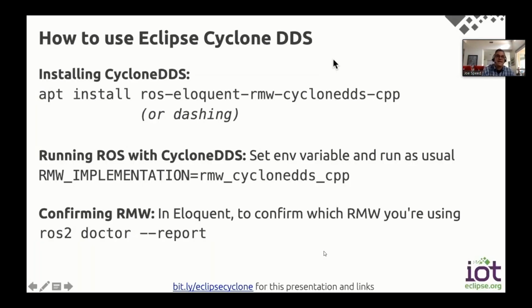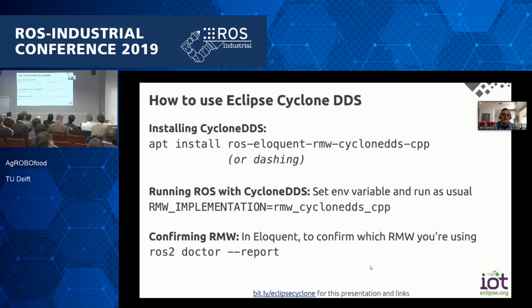So just to get things out of the way, how do you use Eclipse Cyclone DDS? You do apt install, you change your environment variable, and in Eloquent, you can use ROS Doctor to confirm which ROS middleware you are using. I try to make it pretty straightforward for you. And that works both with Eloquent as well as Dashing.